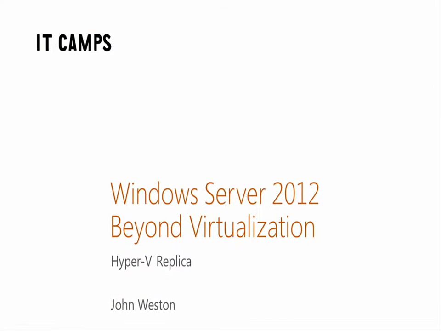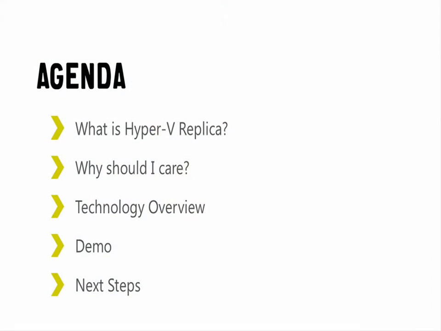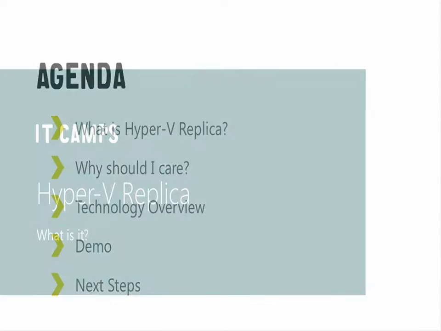Specifically in these sections we're going to talk about Hyper-V, and in this one we're going to take a look at the new feature of Hyper-V called Replica. In this section we're going to take a look at what Hyper-V Replica is all about, why it's important to you and how you might use it in your business, and then we'll take a technical overview of how Hyper-V Replica works behind the scenes.